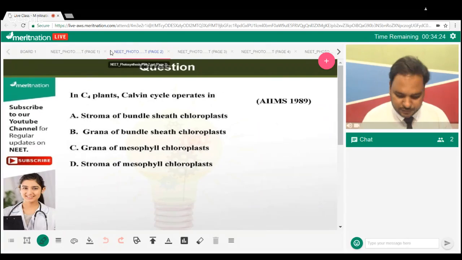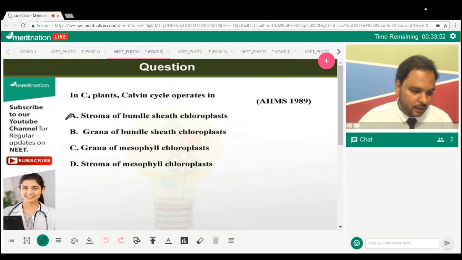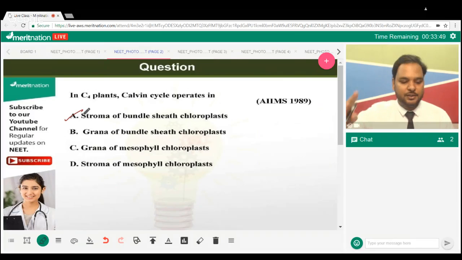This is about photosynthesis, everyone. Yes. People are saying A, stroma of bundle sheath chloroplast. Are you sure, everyone? Why not stroma of mesophyll chloroplast? As I can see, all of you are saying A, and yes, absolutely correct. It's A, stroma of bundle sheath chloroplast.